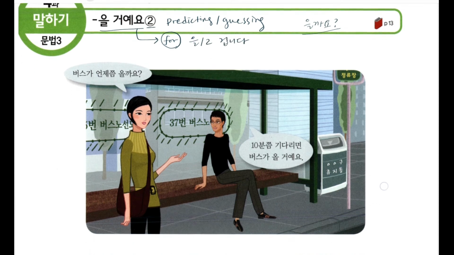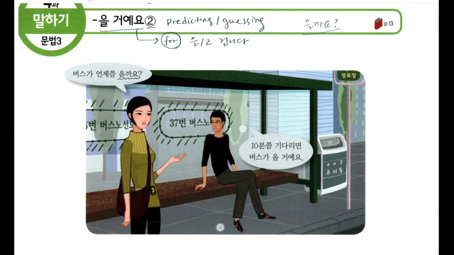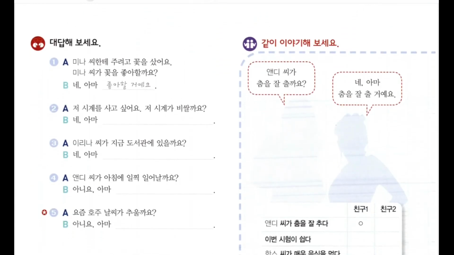자, 다이얼로그 볼까요? 버스가 언제쯤 올까요? Again, this is predicting. We just learned it in the previous page. When do you think the bus will come? 10분쯤 기다리면 버스가 올 거예요. I think, I guess the bus will come if we wait for about 10 minutes. 자, 기다리면, we have if here. And base form 뭡니까? 기다리다 있죠? To wait.